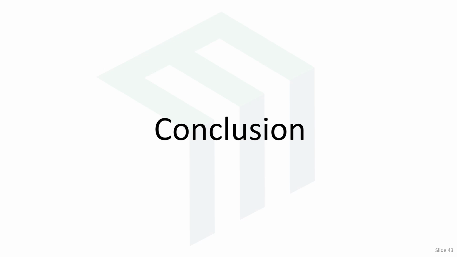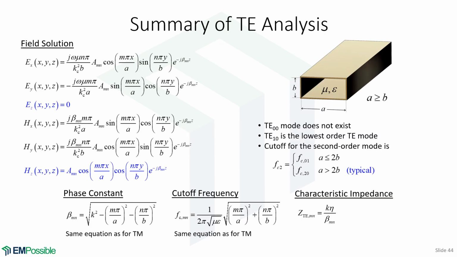Conclusion. So here's a summary of having done the TE analysis of a square waveguide. We have our field solutions on the left, we have our phase constant, our cutoff frequencies, and our characteristic impedance. And the equations, as it turns out, for the phase constant and the cutoff frequency, they're actually the same for the TE and TM modes. We will derive them for the TM mode, but we get the same equations. That's convenient because when we calculate them, it counts for both. We don't have to do more calculations.